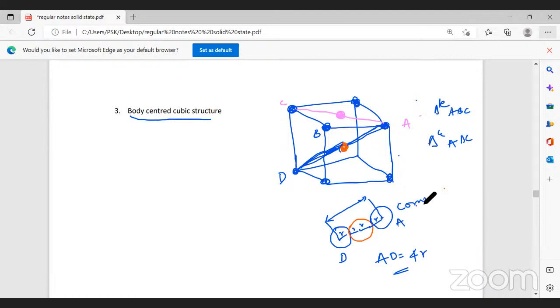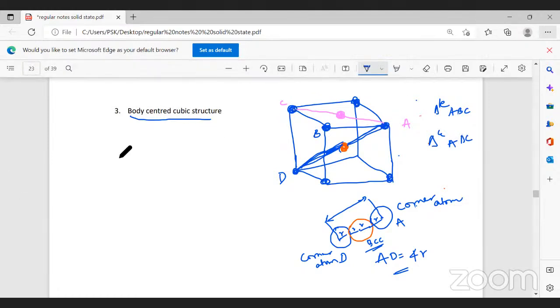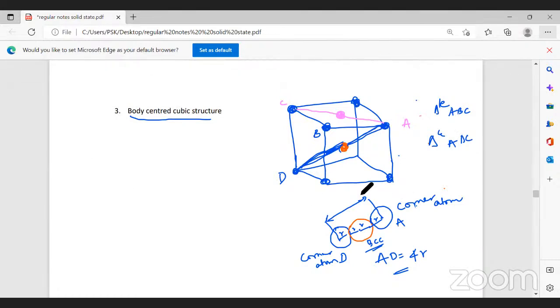This A is a corner atom. D is also a corner atom. And this is a body-centered atom. There should not be any confusion. Now we have learned two triangles here. One is ABC. The other one is what? A, D, and C. Now we will get into the derivation of the packing efficiency of body-centered cubic structure.